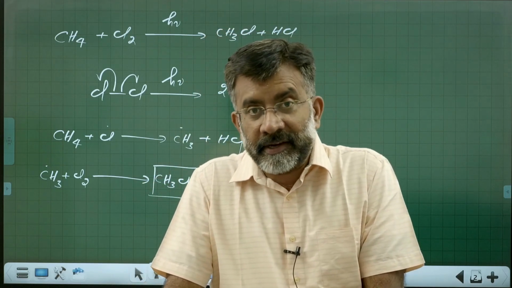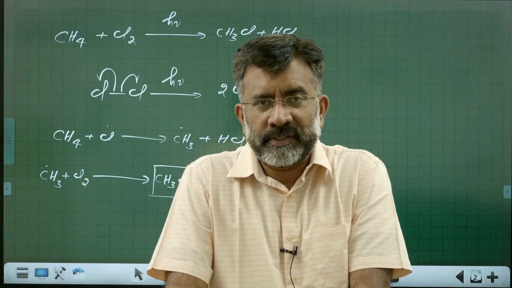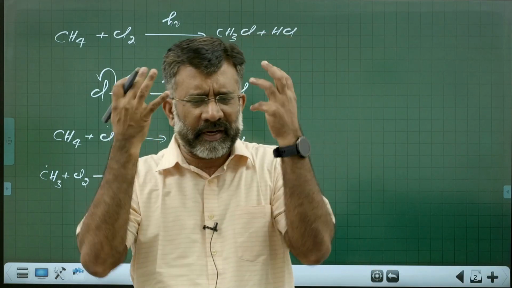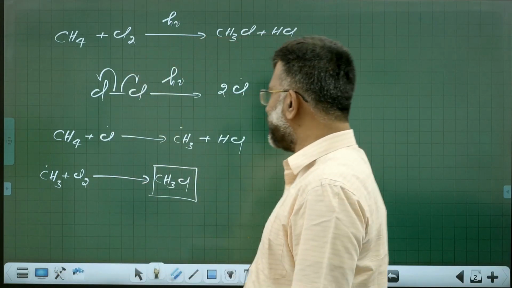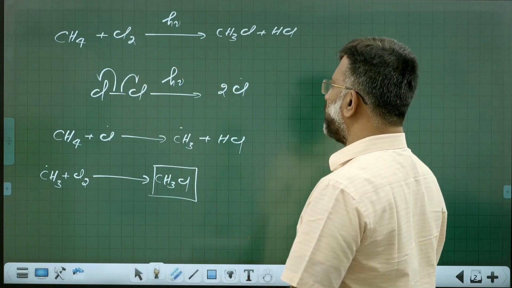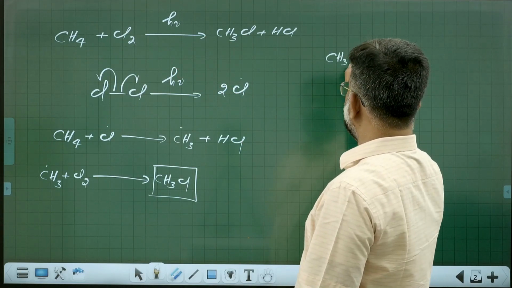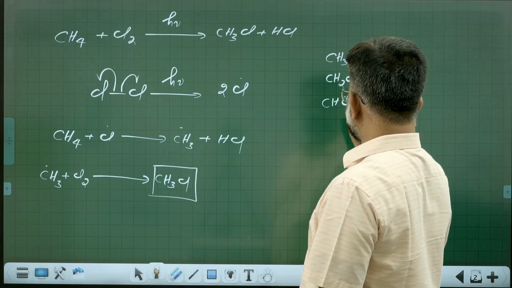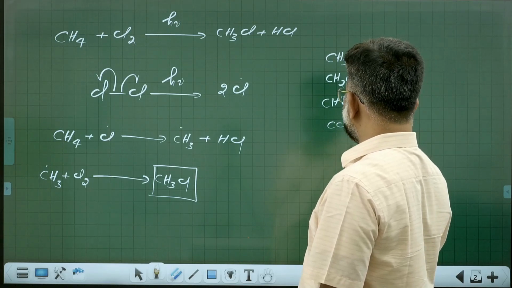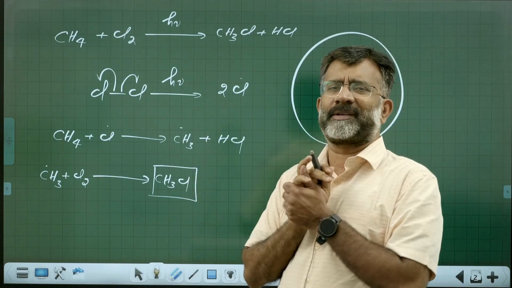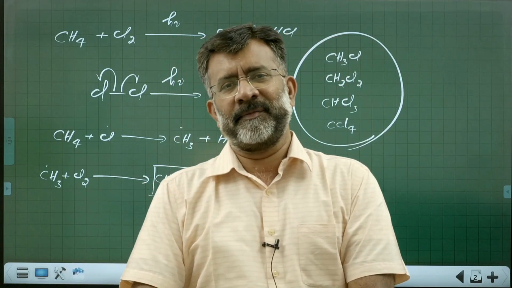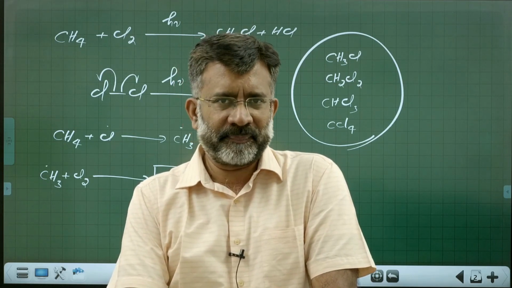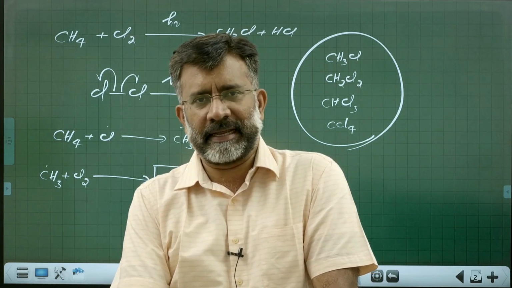This is a continuous chain reaction producing, in fact, all possible products. You may get a variety of products in this kind of reaction. When I take a simple molecule like methane, I get CH3Cl, CH2Cl2, CHCl3, CCl4. All possible products are obtained as it is a free radical chain substitution reaction. This is learned in the 11th standard.